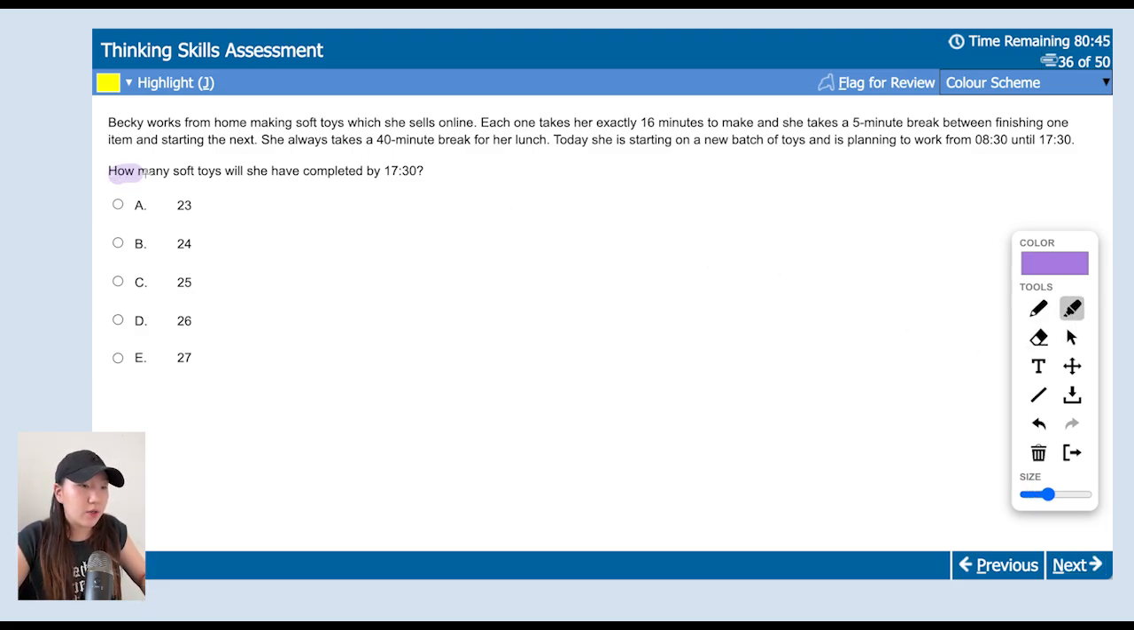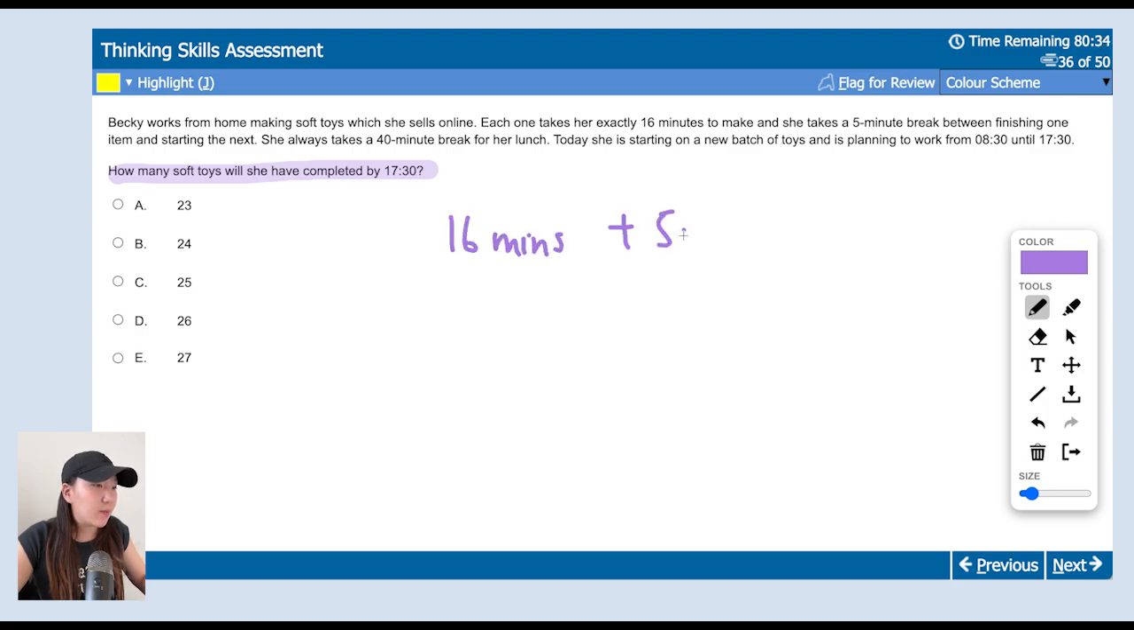Okay. Problem solving. How many soft toys will she have completed by 5:30? What do we mean by that? So we've got Becky who's making soft toys to sell online. Each one takes 16 minutes and then she takes a 5-minute break between finishing one and starting the next. She has a 40-minute break for lunch, and today she's working from 8:30 till 17:30.